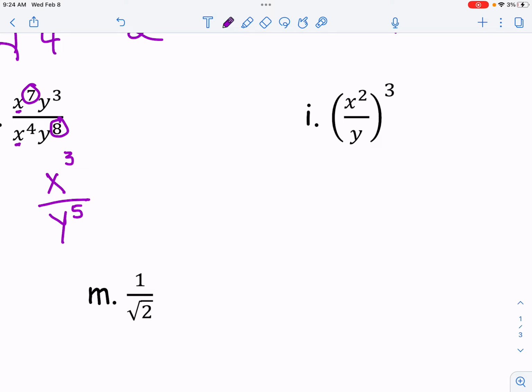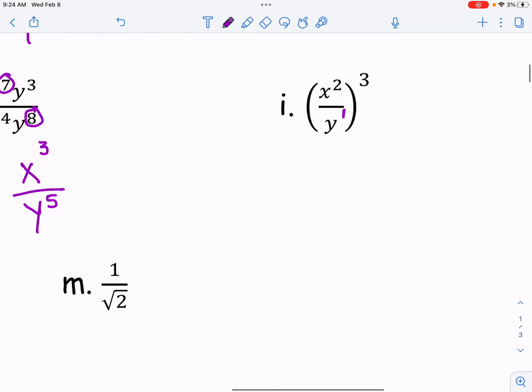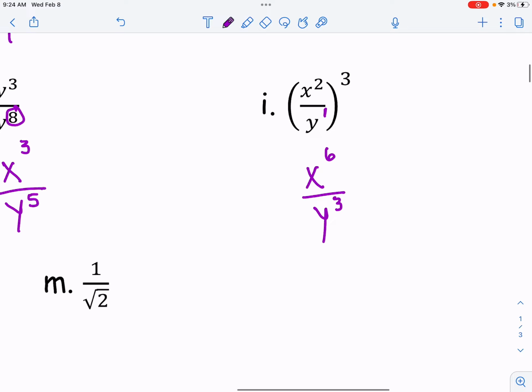This is power to a power. Make sure everything has its own exponent. So that 3 goes to both x squared and y to the 1. So it would be like this.